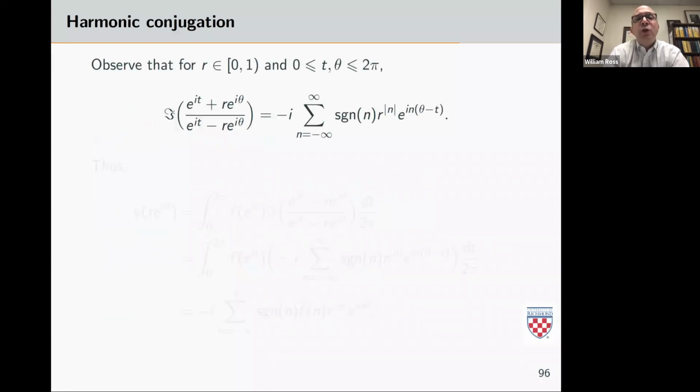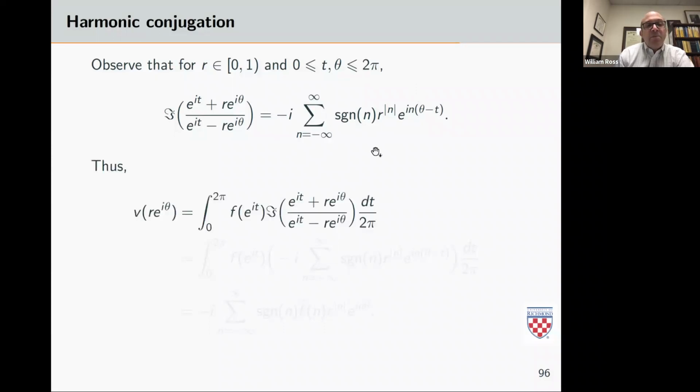Let's look at the Fourier series of Q. If you take the imaginary part of this and use a little bit of geometric series, you get something a little more complicated. It involves the signum function. So signum of n is 1 if n is positive, -1 if n is negative, and 0 if n is equal to 0. All right, so plug all this back into v. This will be the harmonic conjugate of u.